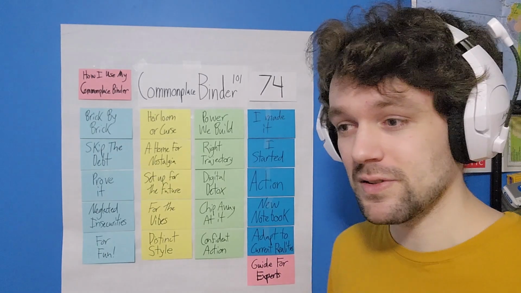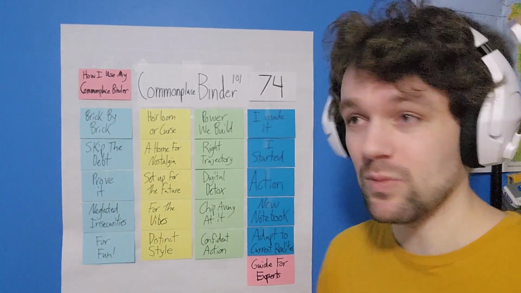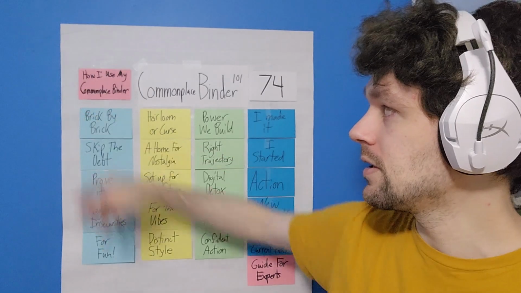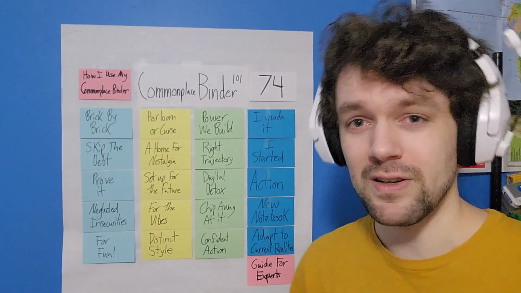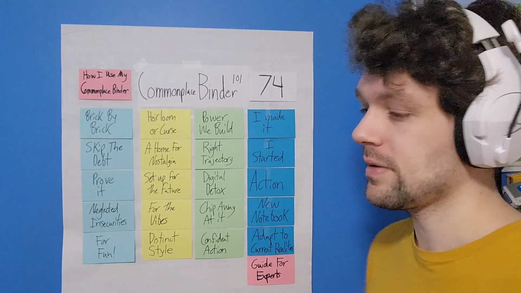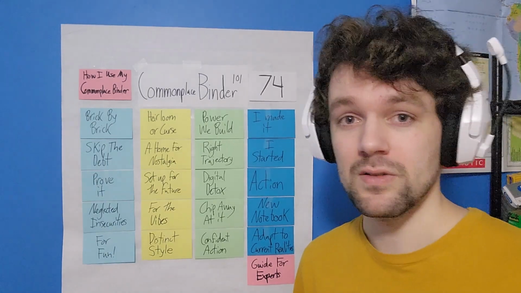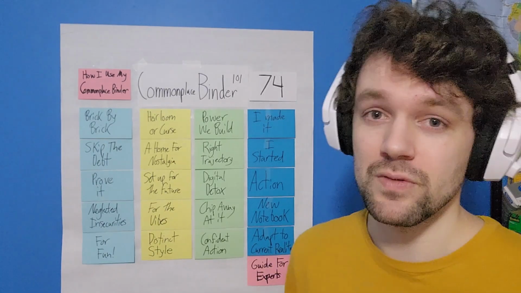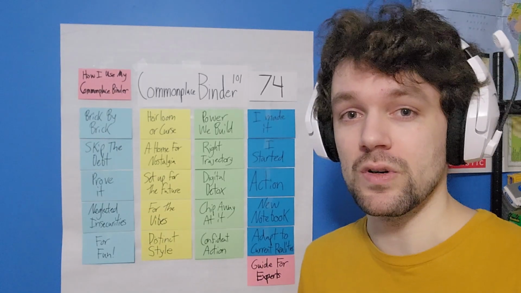Maybe you don't have that first $1,000. Maybe you're trying to skip the debt. Whatever you're doing, I hope this helped explain how I use my Commonplace binder. I don't think it really did. The main thing is I use the binder to figure out I didn't really want to use the binder, and I had some other more efficient methods.